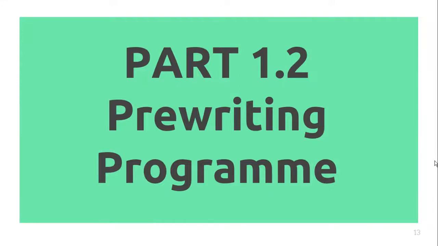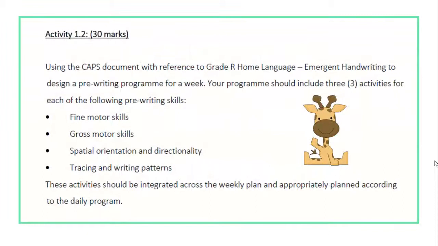Activity 1 of your POE is a pre-writing program. This is for 30 marks. So using the CAPS document with reference to Grade R home language, emergent handwriting, design a pre-writing program for the week. Your program should include 3 activities for each of the following pre-writing skills: fine motor, gross motor, spatial orientation and directionality, and tracing and writing patterns.